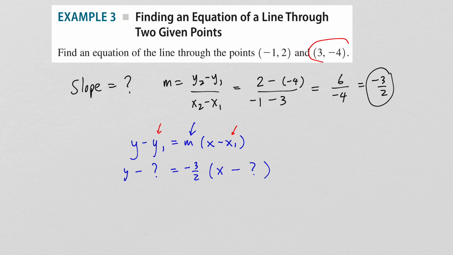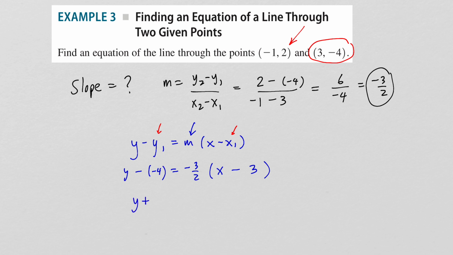So I'll use this point, and then if you want, you can check it with this point to see if you get the same thing. So for this point here, x1 would be 3 and y1 would be -4. So we'll put a -4 here, and we'll put a +3 here.